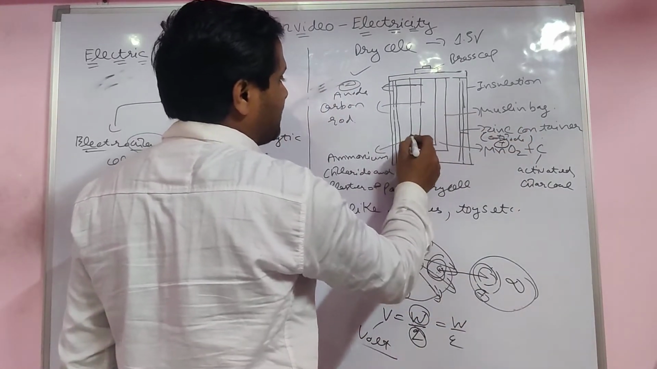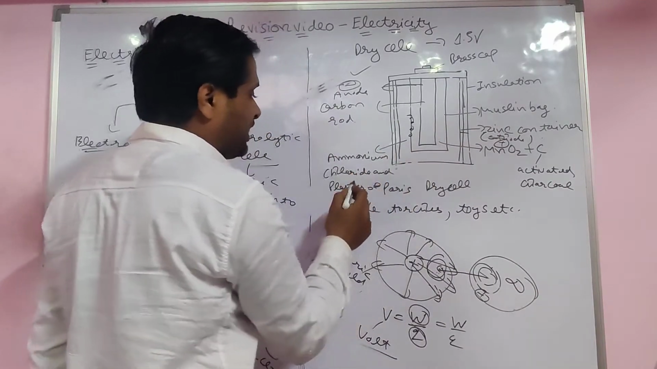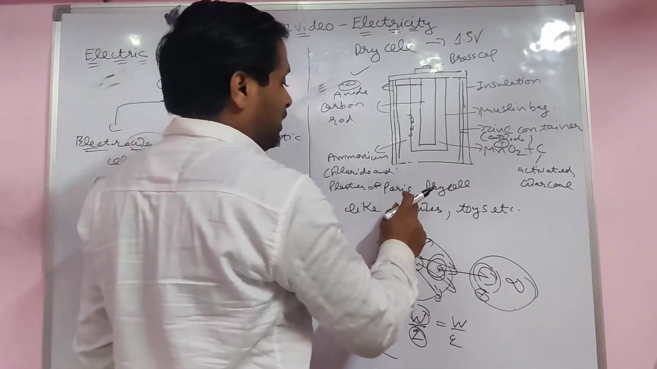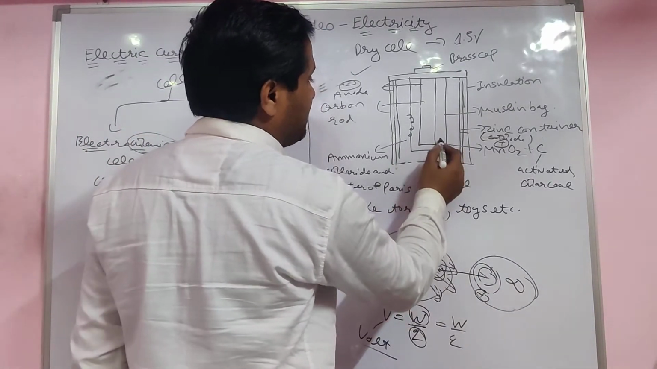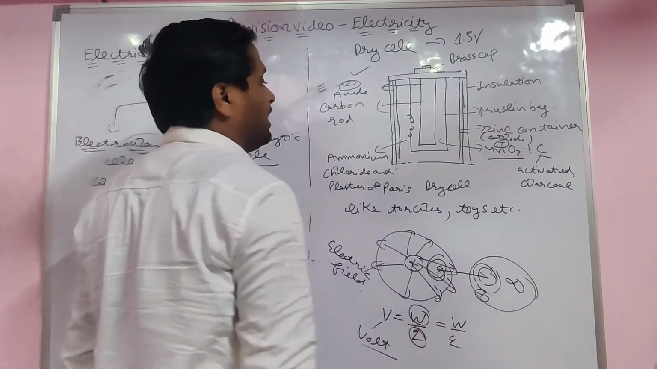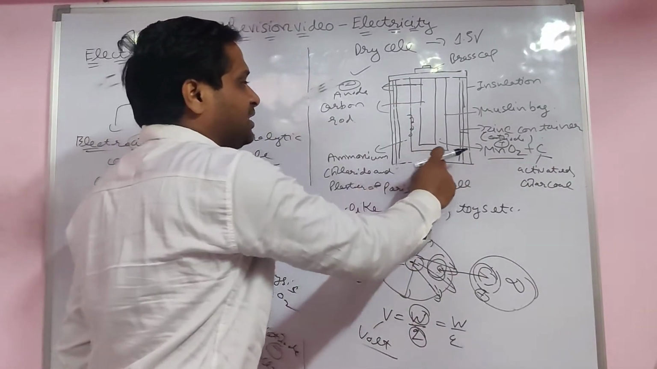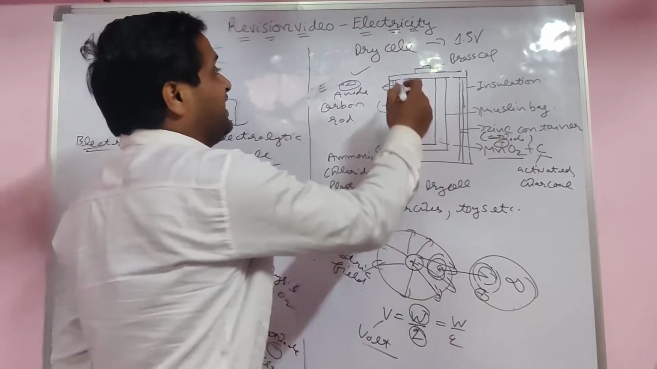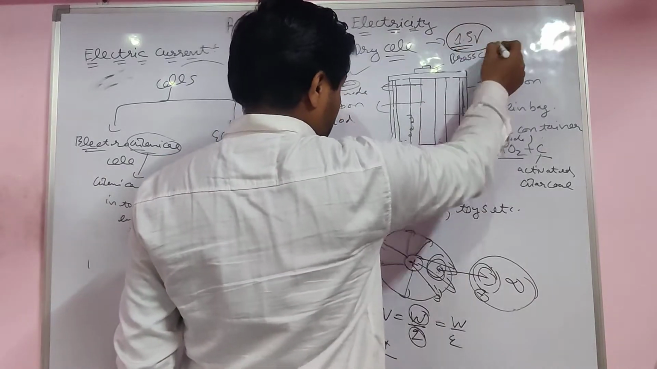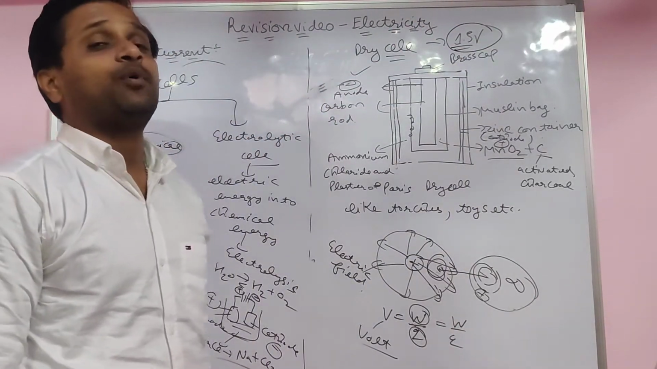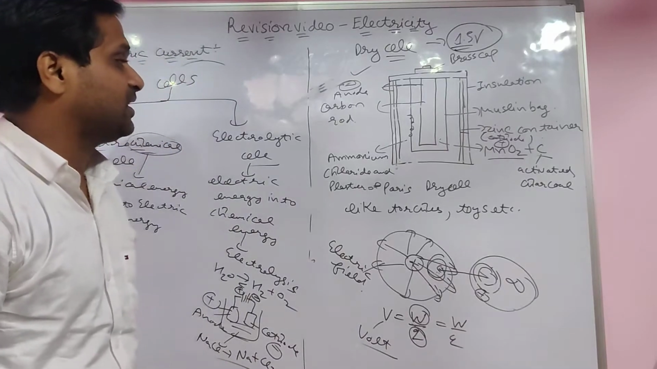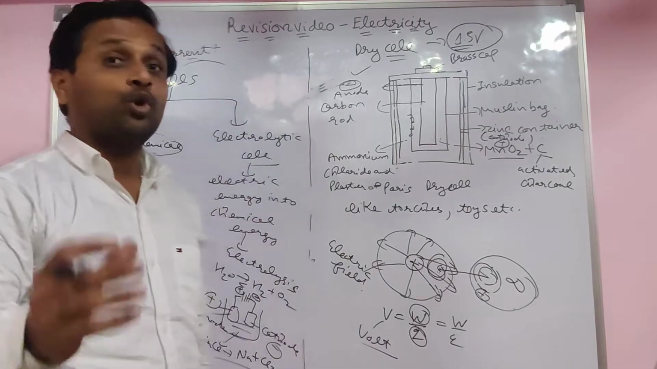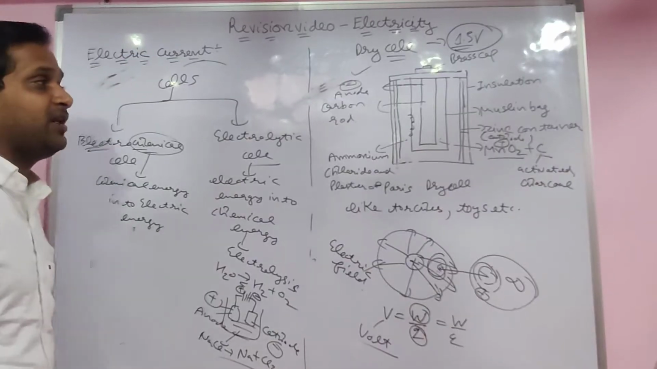This is the muslin bag, which is porous in nature. Here you take ammonium chloride and plaster of Paris, POP. And in this muslin bag you take manganese oxide and carbon. Actually the dry cell voltage is about 1.5 volt. It is used in torches and toys mainly, student. That is, used in portable devices.